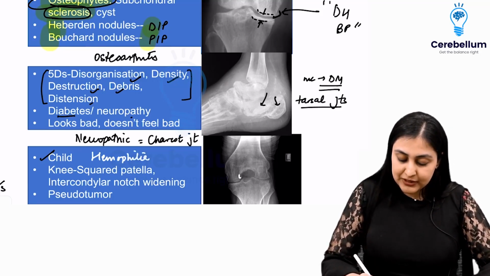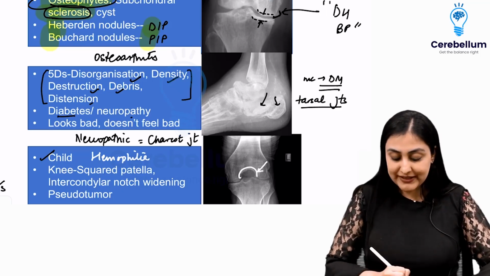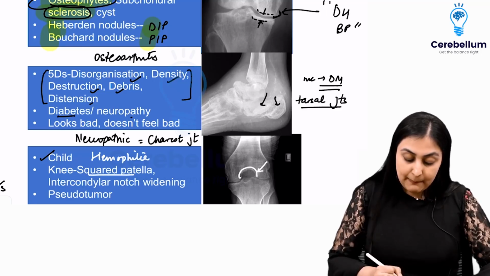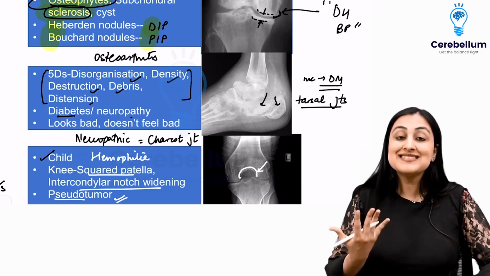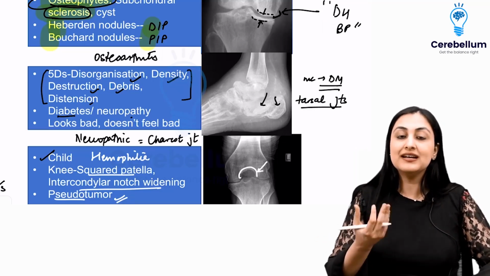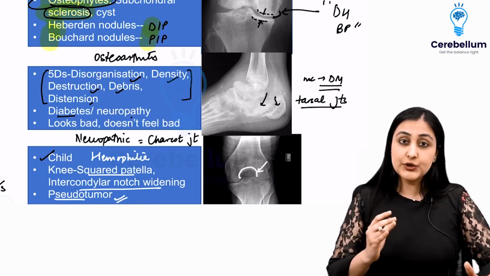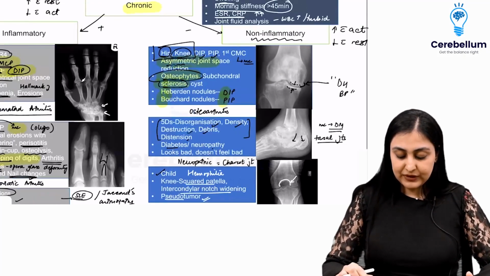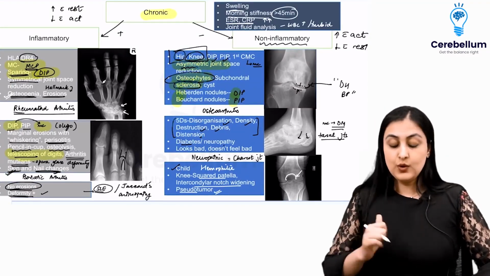The finding hallmark you want to remember here is that the intercondylar notch becomes widened. In addition, because of recurrent bleeding, you can also have a squared patella. They would also give you history of pseudotumor, which are these swellings in the muscles because of the recurrent hematomas in the muscles also occurring, which appear like a tumoral swelling, but it's actually a hematoma. Okay, so this is hemophilic arthropathy. The hallmark here is going to be intercondylar notch widening.